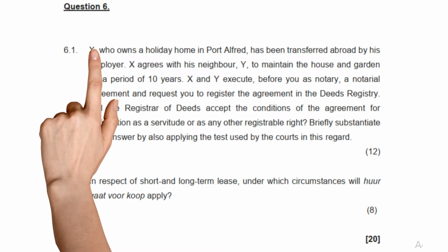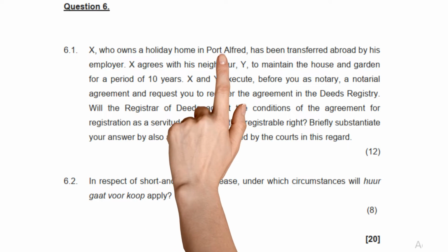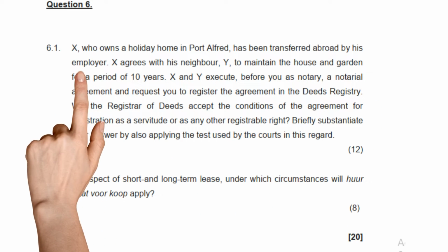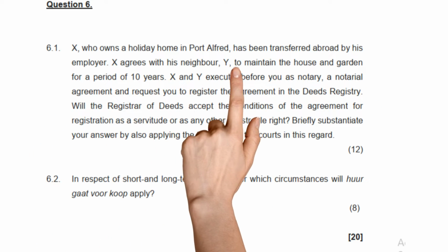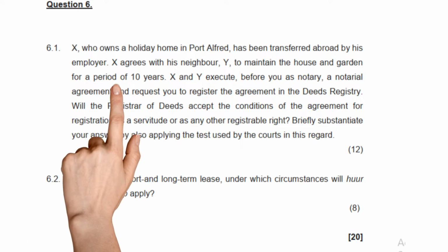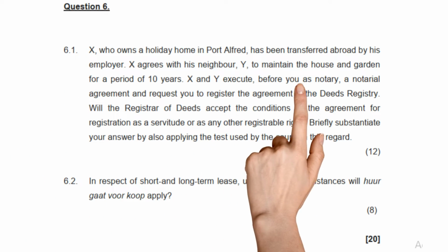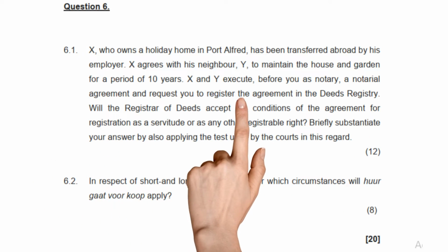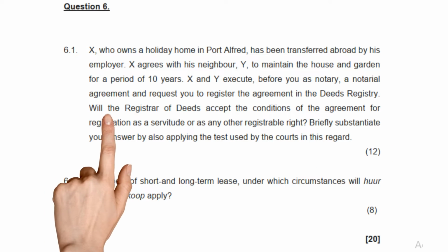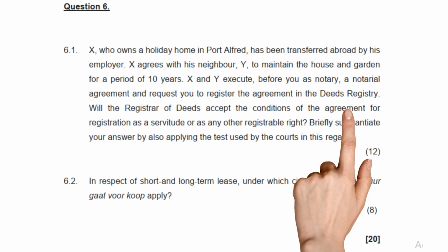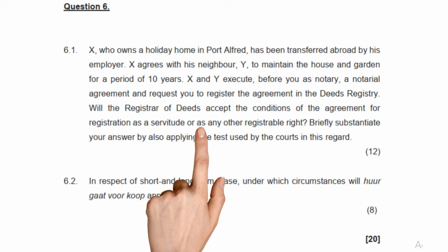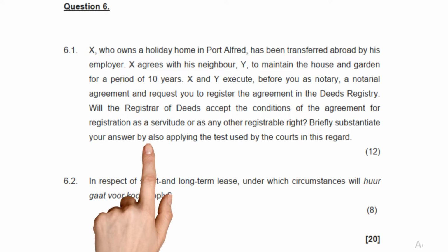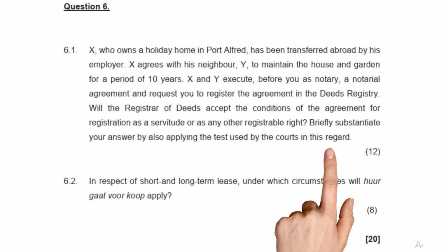Question 6.1. X, who owns a holiday home in Port Alfred, has been transferred abroad by his employer. X agrees with his neighbor, Y, to maintain the house and garden for a period of 10 years. X and Y execute, before you as notary, a notarial agreement and request you to register the agreement in the deeds registry. Will the Registrar of Deeds accept the conditions of the agreement for registration as a servitude or as any other registrable right? Briefly substantiate your answer by also applying the test used by the courts in this regard.